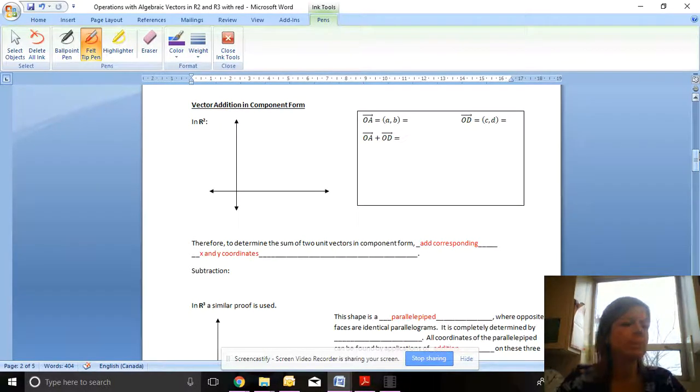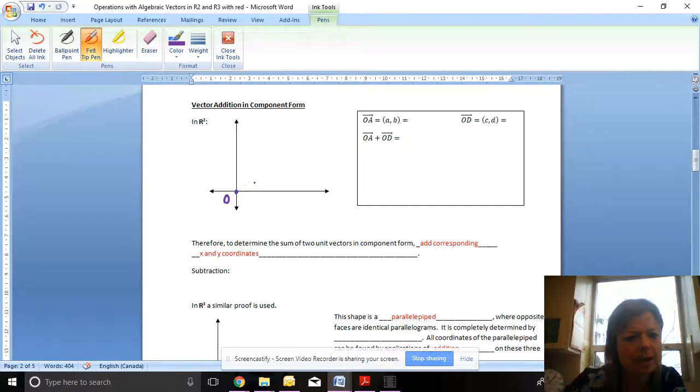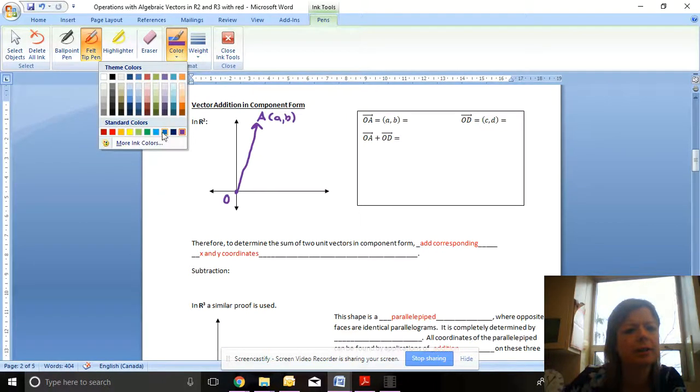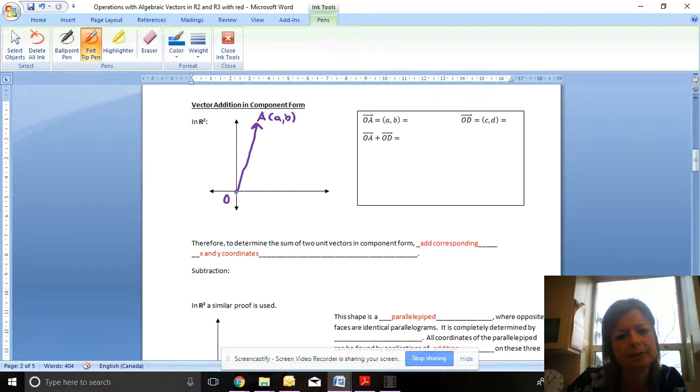Okay, so we can also talk about vector addition in component form. I'm going to draw this diagram, and hopefully that will help you with your understanding of what's going on here. So we're going to put our origin there, and we're going to create a vector OA, which you can draw up here, and its coordinates are going to be (a, b). And then we're going to draw a vector OD, which will terminate over here, and we're going to call its coordinates (c, d).